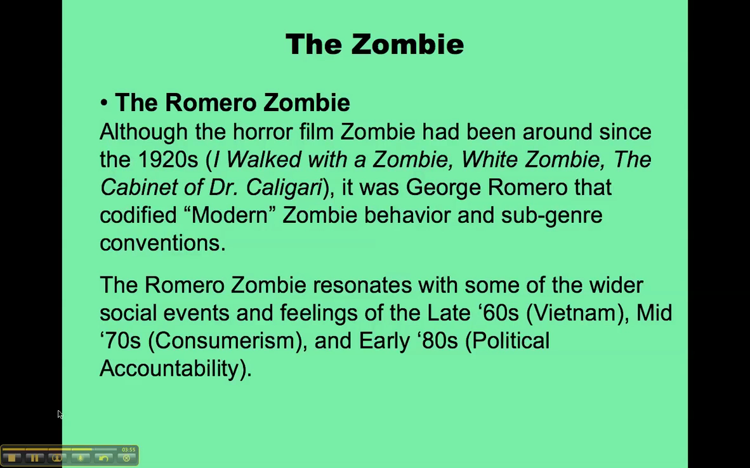Another thing that's really important about zombie films, and the Romero zombies in particular, is they resonate with the wider social events and the things going on in the world in the late 1960s, which is what we have with Night of the Living Dead. So definitely Vietnam commentary there. The mid-1970s with Dawn of the Dead. They're in a shopping mall, so there's definitely commentary on consumerism. And early 80s with the movie Day of the Dead, which has to do with the industrial military complex. We've got this idea of political accountability, trying to take the zombies and turn them into weapons. Now, unfortunately, later on, the Romero zombies don't resonate quite as well, but everything has its day.